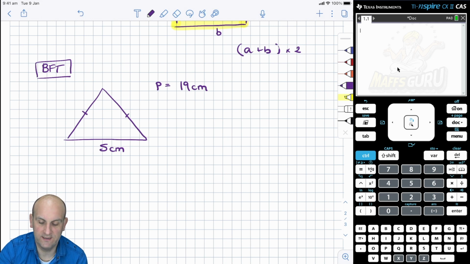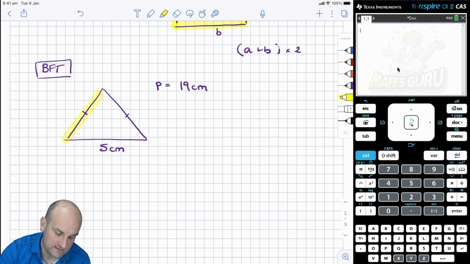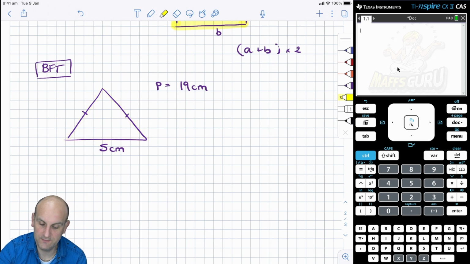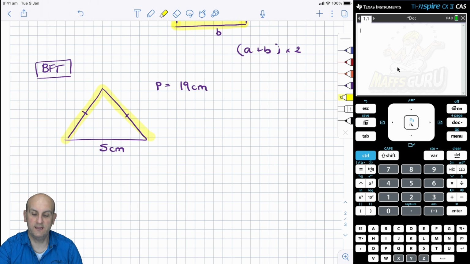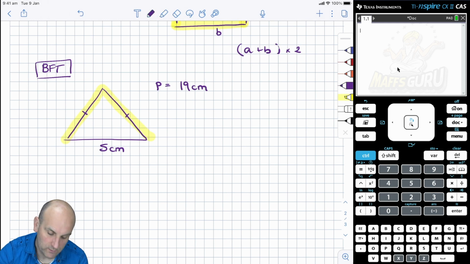Well, there's lots of ways of doing this, but what I now know is that this distance and this distance and that distance added together give me 19. But we already know that this distance here is 5. So we now know that the distance here and here added together must be 19 minus 5. So if I do this as a side calculation, 19 subtract 5 actually gives me 14.